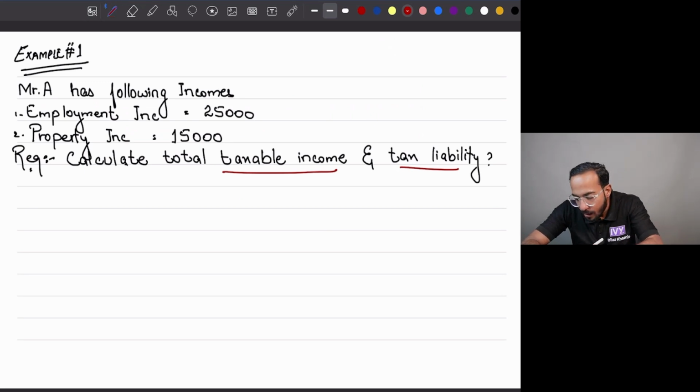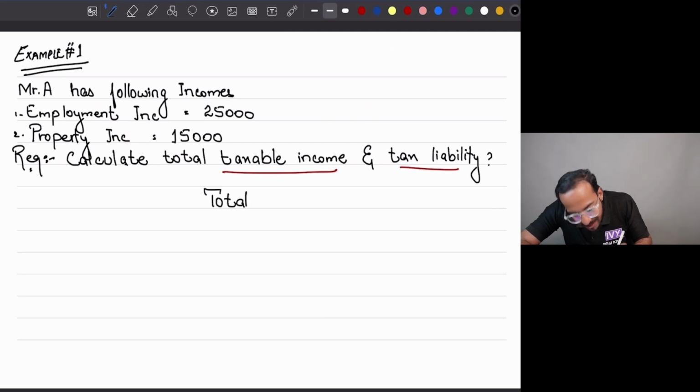Now, first you need to decide how many heads of income you need to make. Sir, employment income and property income come under the same head of income. That name is non-saving. So you will now make two things. First, you will make a total column. That's an additional one that has no concern with it. You just need to make it. I'll let you know why we are making it.